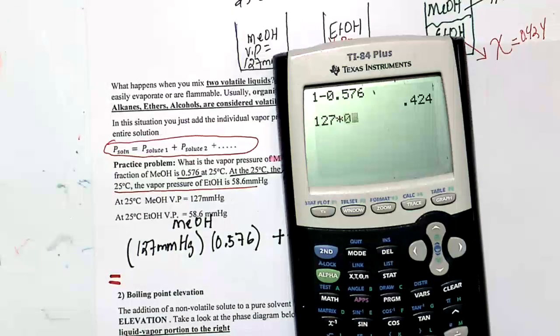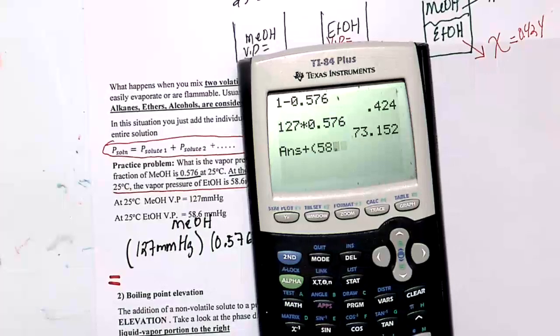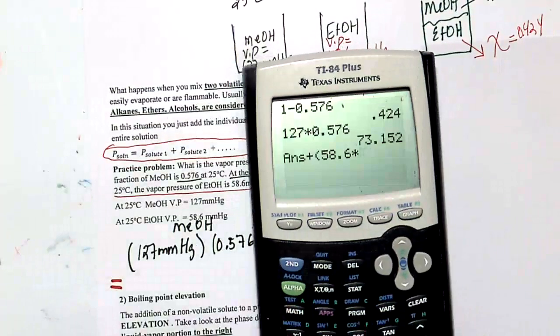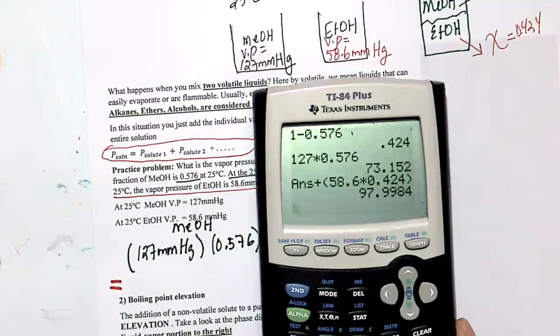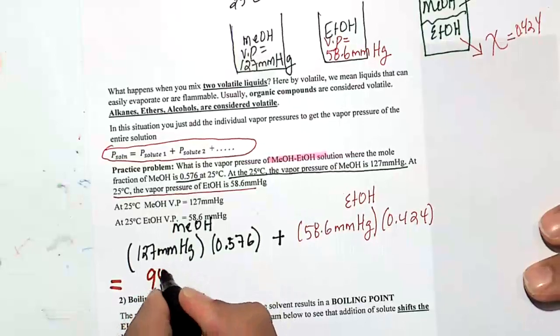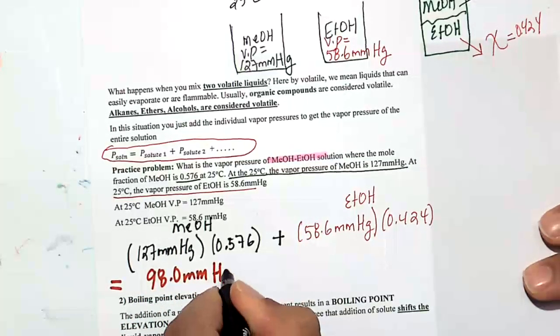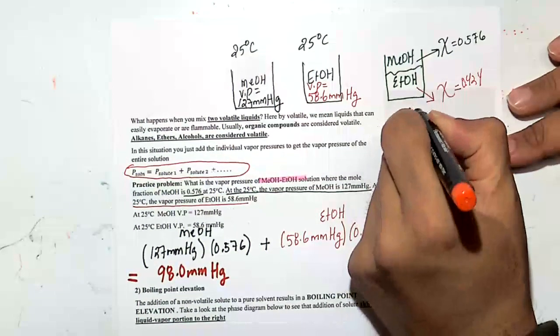127 times 0.576 plus 58.6 times 0.424. 98. I'll go with 98 as long as there's no objections. 98.0. Yeah, 98.0 millimeters of mercury. Okay, so this will be the vapor pressure of the combined.